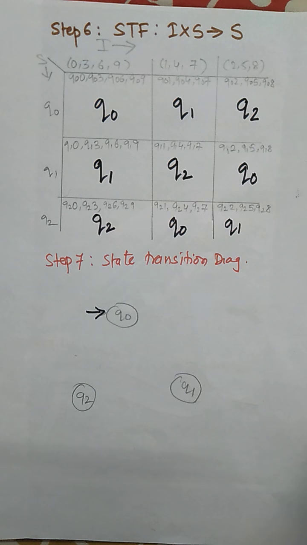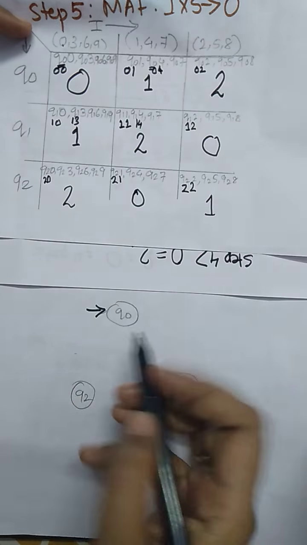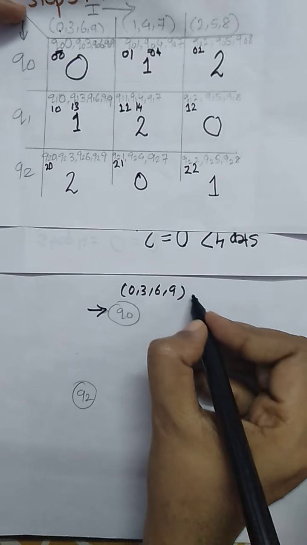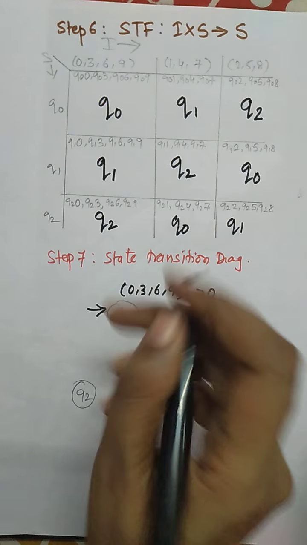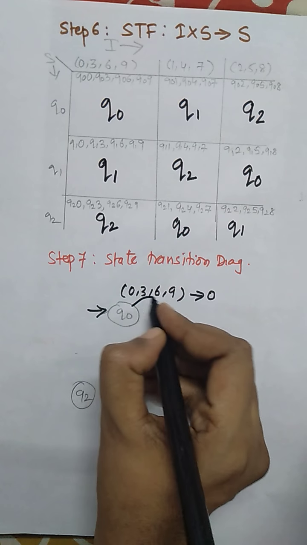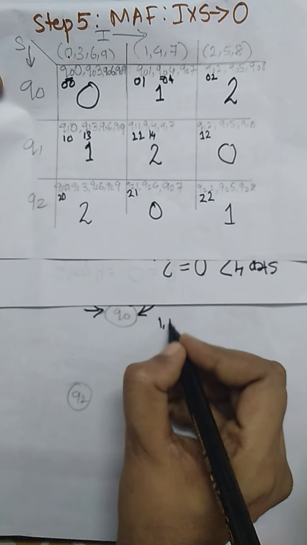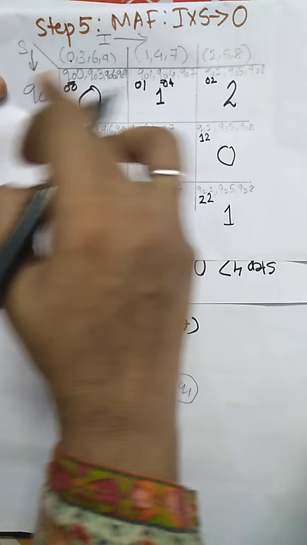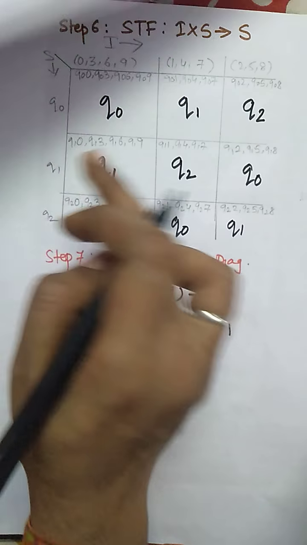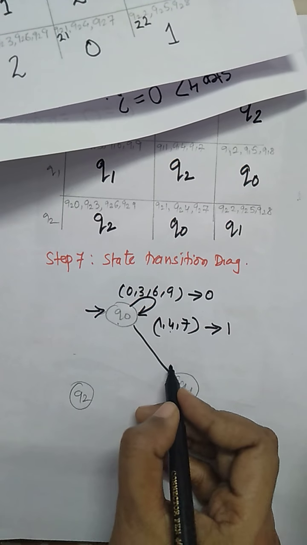Now we are going to combine both the machine function and the state function together. Q0 with 0369, what is the output? Output is 0, which we combine here. Q0 with 0369 goes to itself. Next, Q0 with 147 produces output 1. We combine the output by putting an arrow. Q0 with 147 goes to Q1.